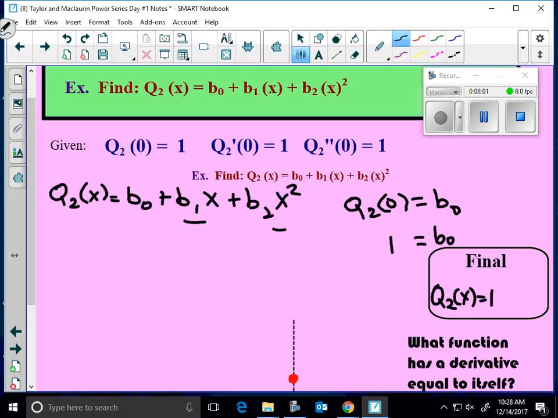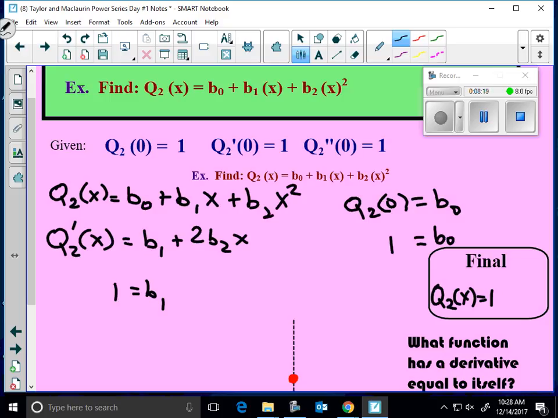Let's take the derivative now. Derivative of that is going to be what we got before, which would be b1 plus 2b2 of x. What if I plugged a 0 in there? What would I get? b1. What is b1 equal to then? 1. Okay, so then plus x.